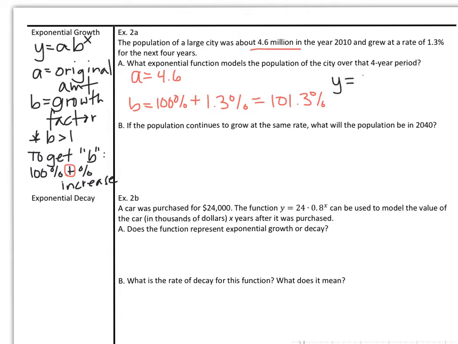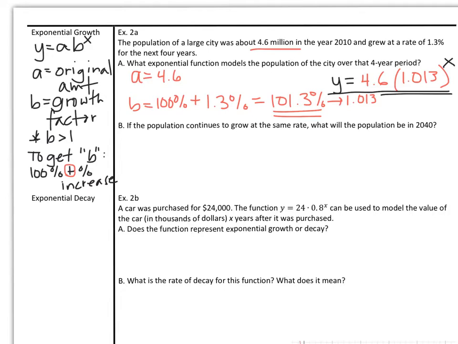Now to write our equation, we write y equals a, which was that 4.6, and then to get our growth factor on the inside, we'll take 101.3 and convert it to its decimal counterpart, which would be 1.013. That's your b value. And we'll put that in parentheses just to recognize that we're not going to multiply the 4.6 and the b together. And then we raise that to the x power. That's literally all we do. There's your equation.